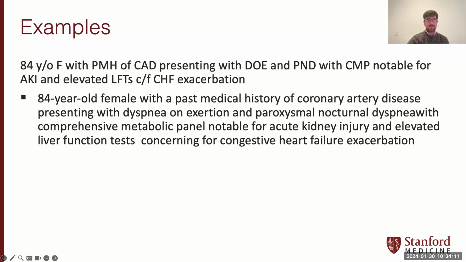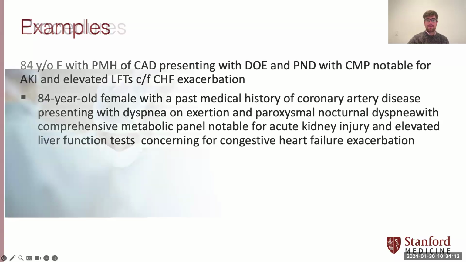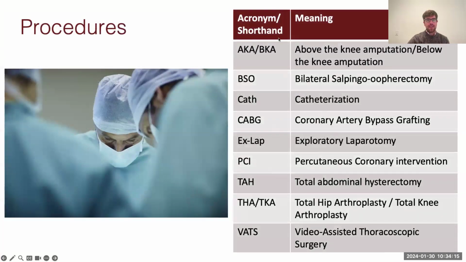exacerbation. And then finally are the procedures. So I talked a little bit about a couple of these procedures already. So a good example is VATS, which again is that video-assisted thoracoscopic surgery. So this is again where you go in with the camera and take a look at the lungs. I talked about the XLAP, which is that exploratory laparotomy, which is when you actually make the big incision in the abdomen as opposed to going in with the cameras.